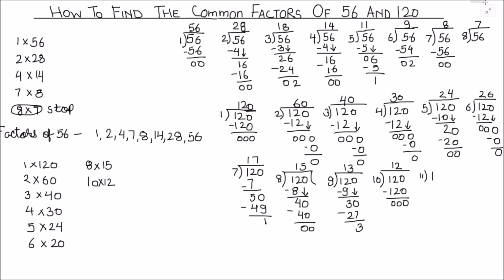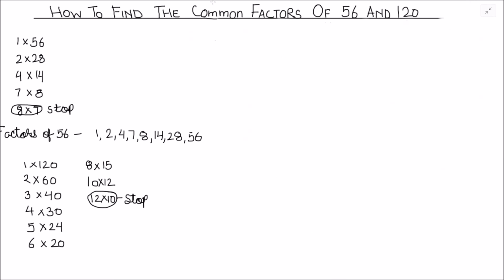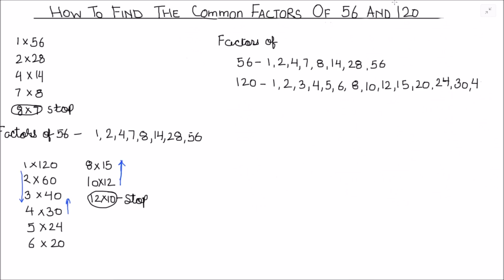We'll try 11. 11 times 1 is 11. And when we drop down 0, it is not going fully. That means 11 is not a factor of 120. Next we'll try 12. 12 times 10 is 120. Here we'll stop our division process as we are getting repeated numbers. Now we'll write all the factors of 120. So now we'll write the factors of 120, 40, 60 and 120. These are all the factors of 120.